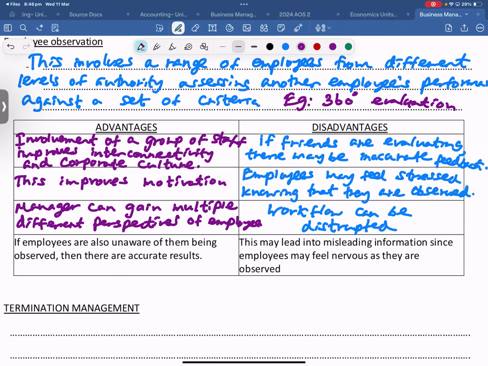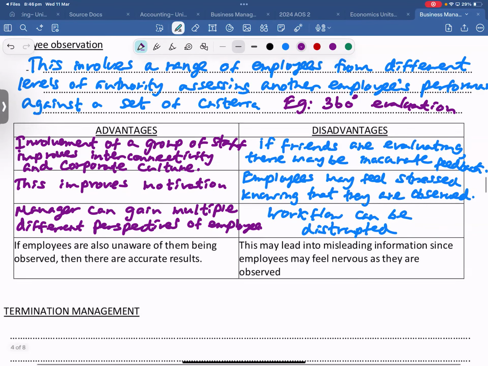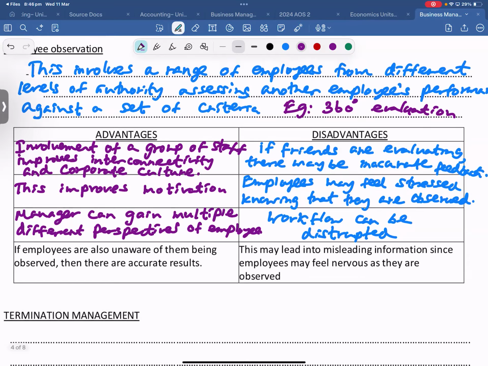However, probably not only my evaluation, so other people's also affected. However, this is the observation, right? As I said, the different benefits will be improving the interconnectivity in corporate culture, and increasing motivation. Why does it increase motivation?